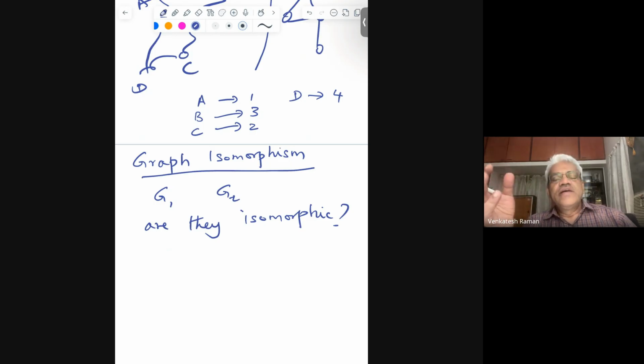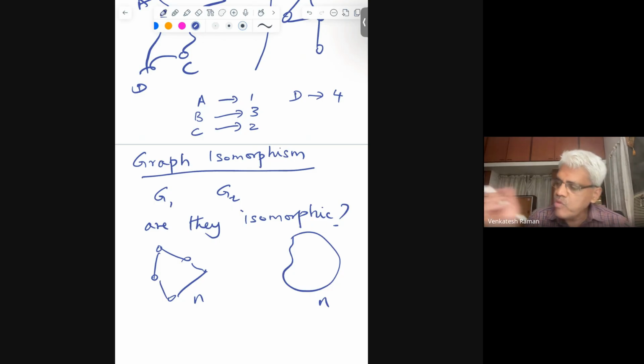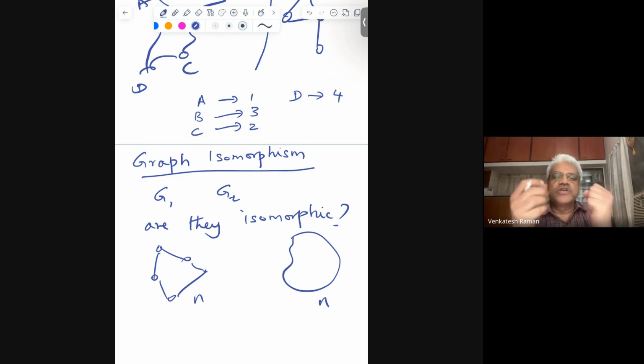Now clearly there is a simple n factorial algorithm, right? So this has some n vertices, and this has some n vertices. There's a clear, simple n factorial algorithm where you take the first vertex, map it to some arbitrary vertex, and then take the second vertex, map it to some other arbitrary vertex, and so on. And you check whether they preserve edges. If not, try a different mapping, and you can run through all mappings.